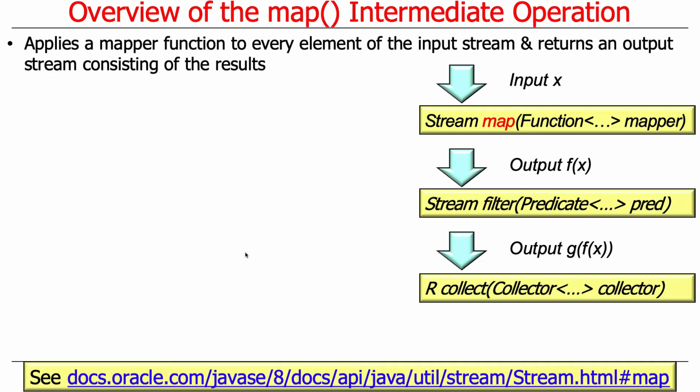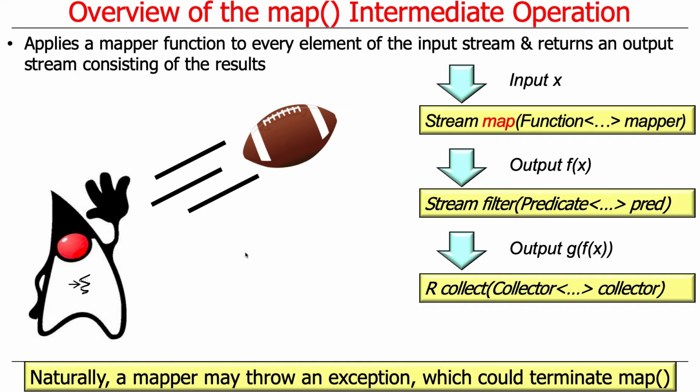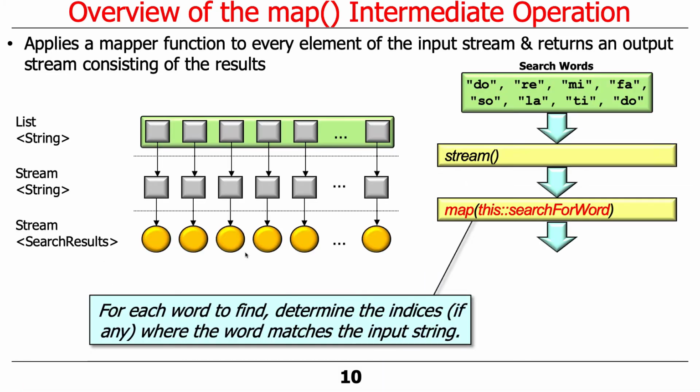As you can see here, if we have a stream of input where we're going to apply map, then a couple interesting things are going to happen. One thing to note about map is that the number of output stream elements must match the number of input stream elements. So there's always a one-to-one correspondence between input stream and output stream with map. Now, naturally, if the mapper function throws an exception, then that could terminate the stream, which is sometimes necessary, but we don't always need to do that. So usually, 99.9 times out of 100, the map operation will run to completion. That's why it's a run to completion operation.